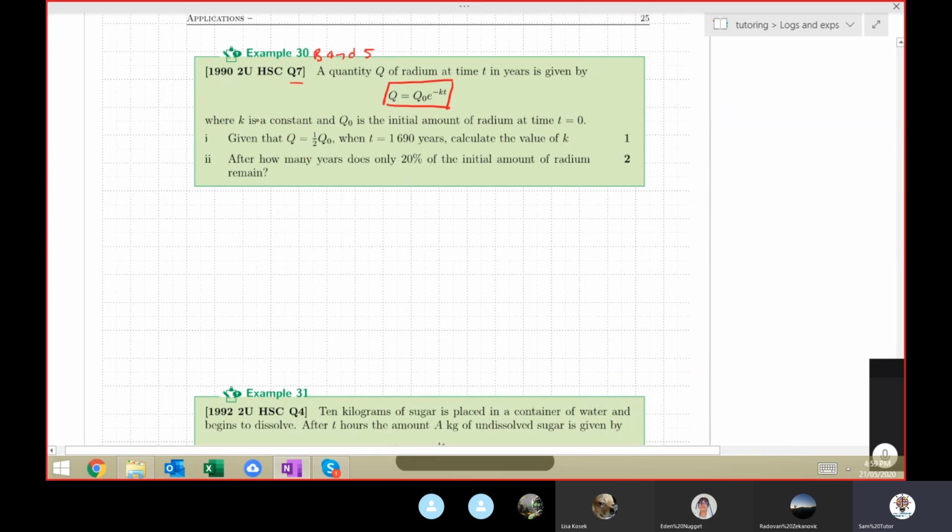There's your equation. It's saying K is a constant and Q naught is the initial amount of radium when time is 0. Part one: given that Q is half of Q naught when t is 1690, find the value of K. Okay, here it is. Q is half Q naught and t is 1690. Let's try to see if we can find K.